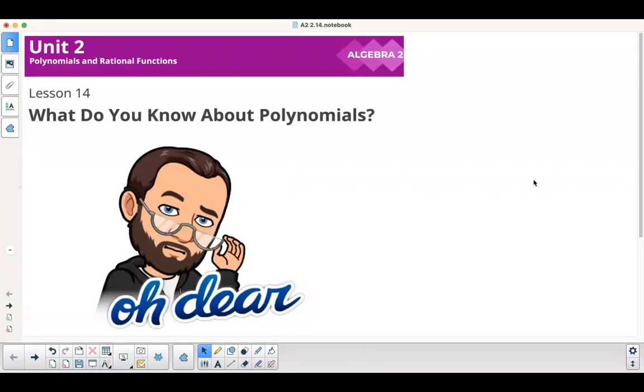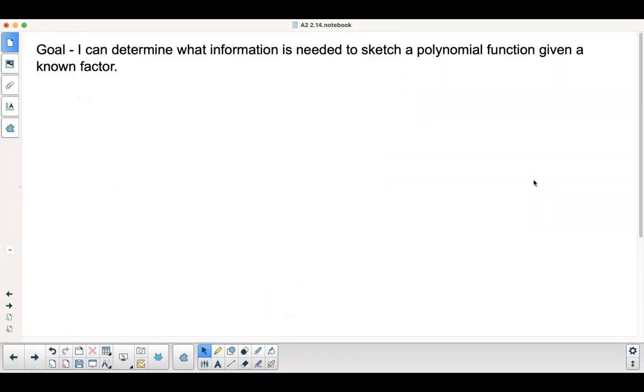Illustrative Math, Unit 2, Lesson 14 is called What Do You Know About Polynomials? All right, our goal is: I can determine what information is needed to sketch a polynomial function given a known factor.